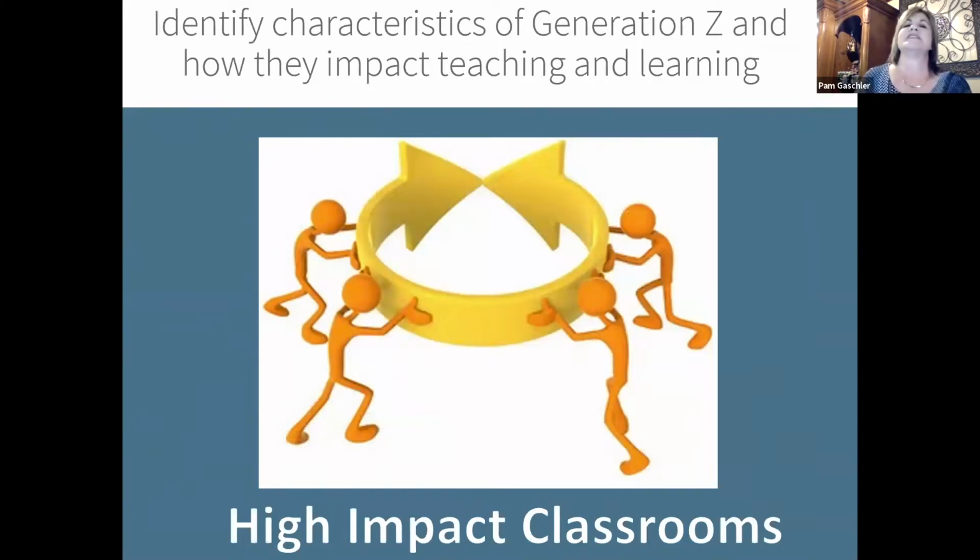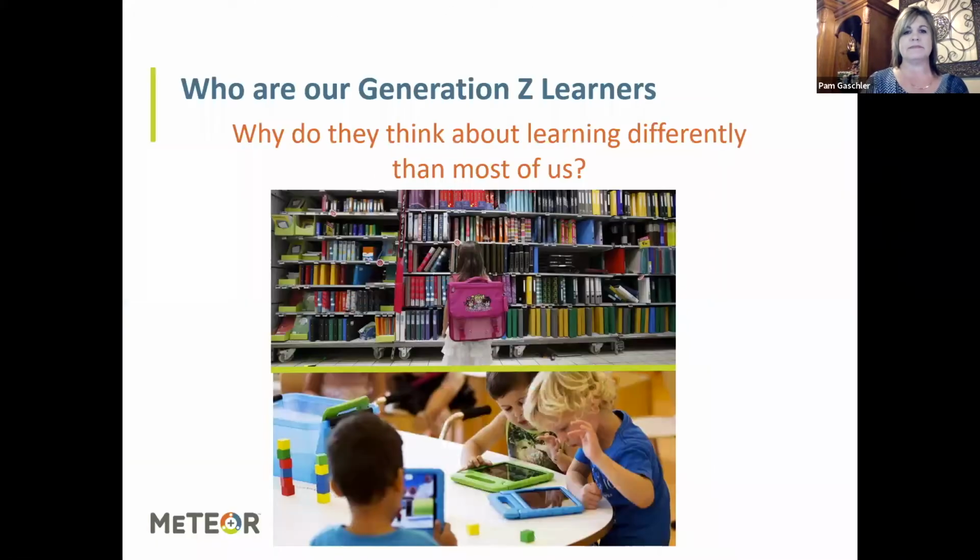I'd like to take a look at characteristics of Gen Z and how they are impacting teaching and learning. We keep saying and hearing and reading more articles about how different the students are that are coming to school. They're different. They don't learn like kids in the past.